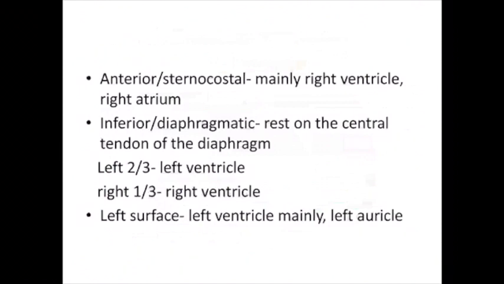Anterior surface is formed mainly by the right ventricle and small part by right atrium. Inferior surface, also known as diaphragmatic surface, which rests on the central tendon of the diaphragm. Left two-thirds of the inferior surface is formed by the left ventricle and right one-third of inferior surface is formed by right ventricle. Left surface of the heart is formed by left ventricle and also left auricle.